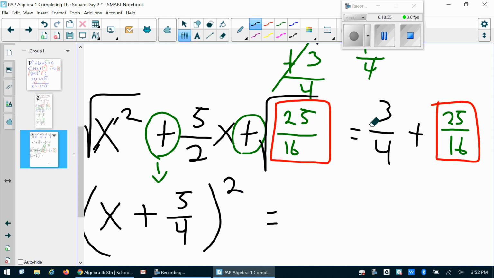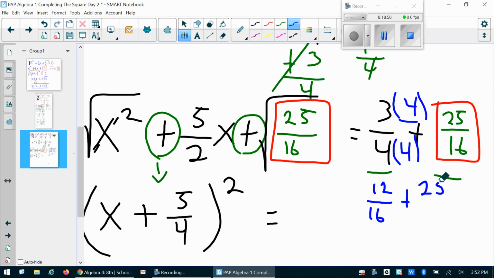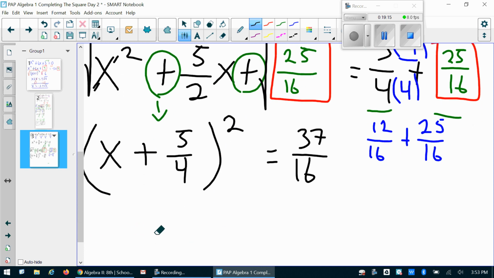Now my job is to add these two fractions together. And like last time, we need common denominators. To make a 4 become a 16, I'm going to multiply by 4, but I have to multiply both top and bottom of that fraction by 4. That's going to give me 12/16 plus 25/16, which is 37/16, and that is what will go on our next line. Again, an ugly decimal that cannot be reduced, but that's okay. That's what we get on some of these problems.